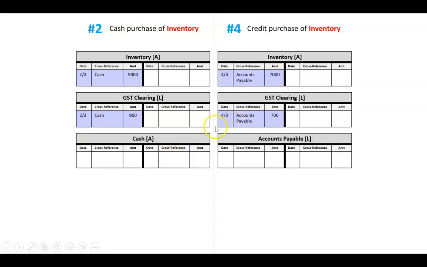And here's the main difference. So it's actually the account is different. When we paid with cash, this ledger here was cash. When we bought on credit, this ledger here was accounts payable. It was a credit in both accounts. Now the reference will be the same. It will be inventory / GST clearing. It's just that it is a different ledger because in this case we bought with cash, so an asset went down, and in this case, we bought on credit, so a liability went up.